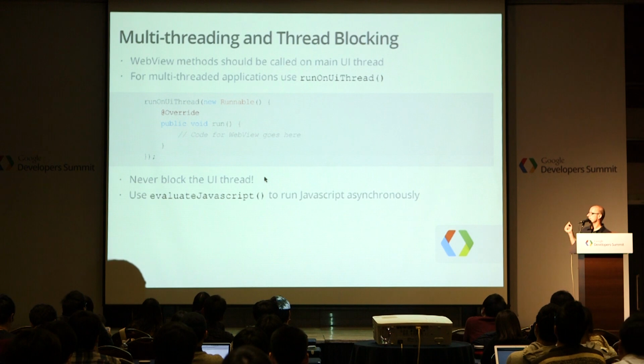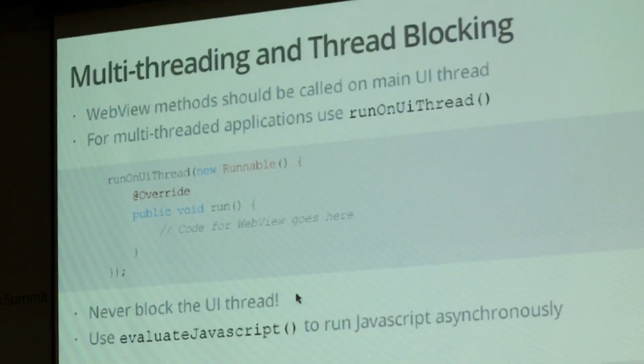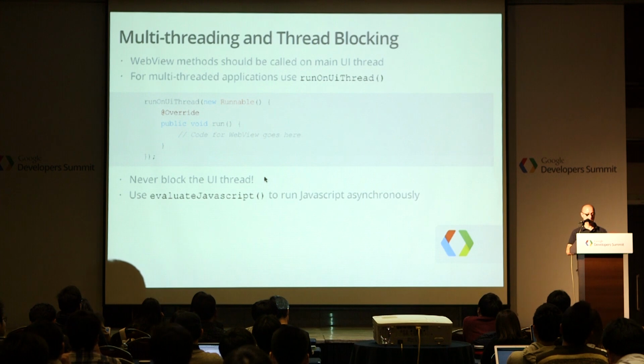Now, if you want to actually run JavaScript off the main UI thread, rather than just trying to execute it, you can call evaluate JavaScript and that will run it asynchronously. So again, that won't block the main UI thread. Internally, the way the graphics work in the Chrome WebView, there's a compositing thread and there's the main UI thread. So the compositing thread can be running in the background, doing animations while logic is happening on the UI thread. So the view itself is multi-threaded.